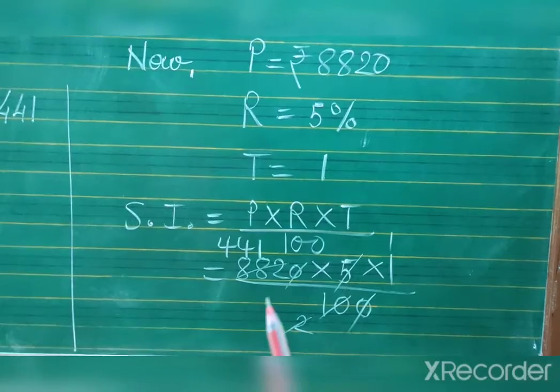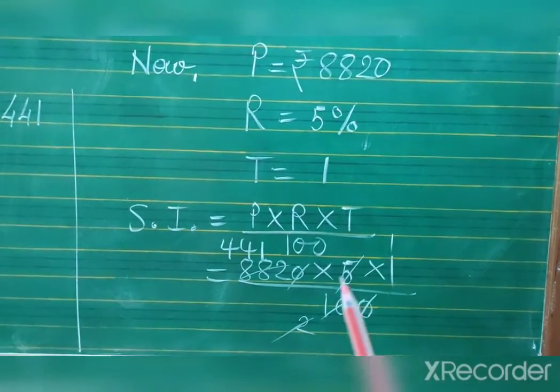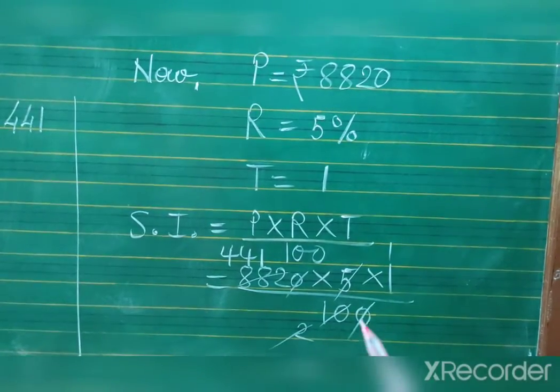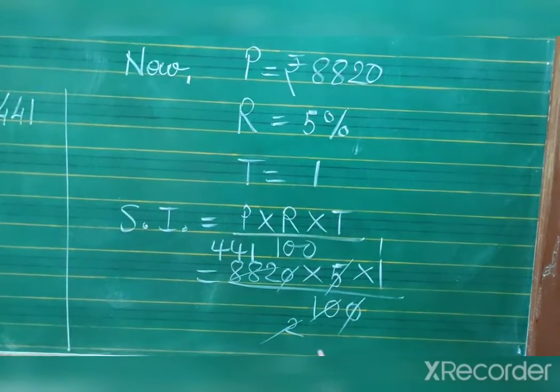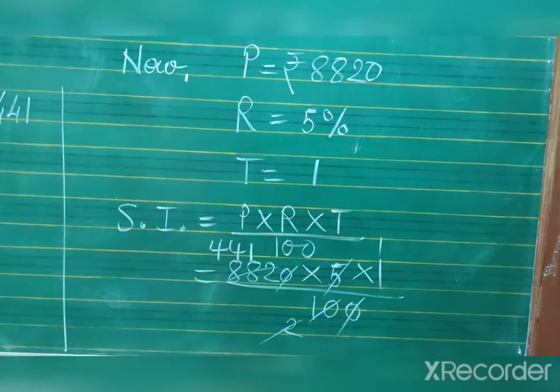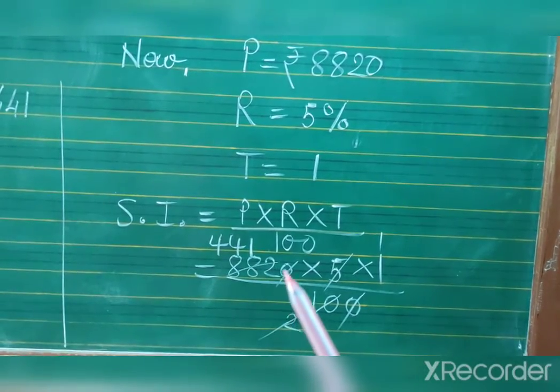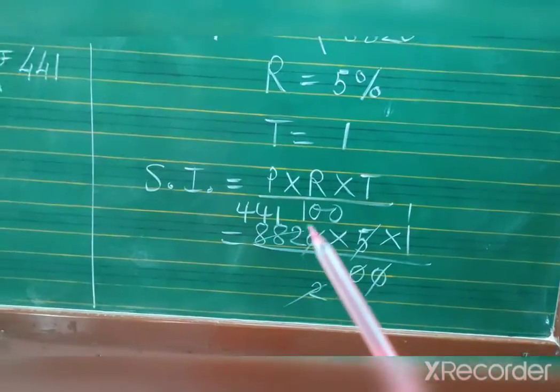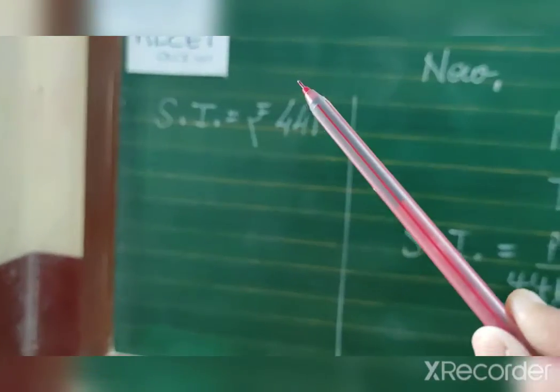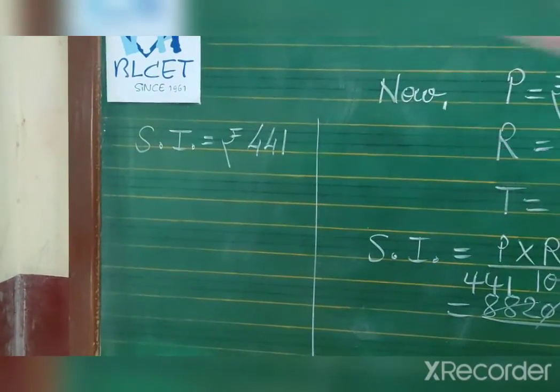So we have already taken the principal, so the simple interest formula we can use here. So P into R into T upon 100, 8,820 into 5 into 1, time period, upon 100. 0 cancelled by 0, and 5 ones are 5, 5 twos are 10, and 882 divided by 2 is 441 times. So simple interest is rupees 441.